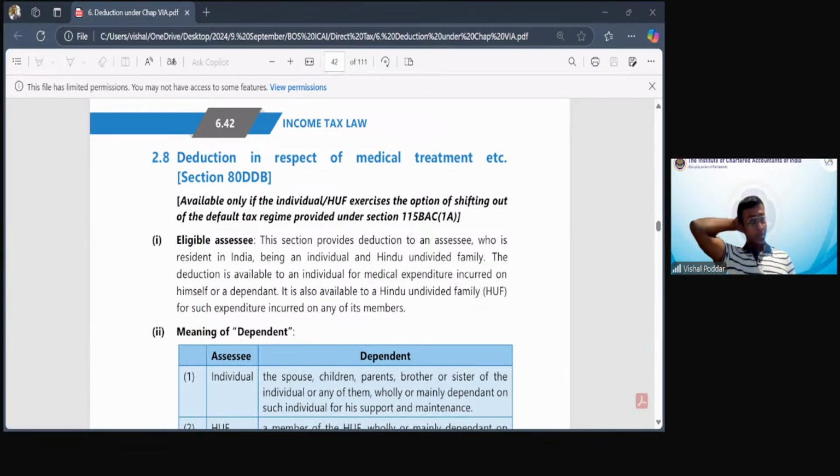Pallavi is asking, brother is minor, severe disabled, he gets pension of 1500 per month. Okay.